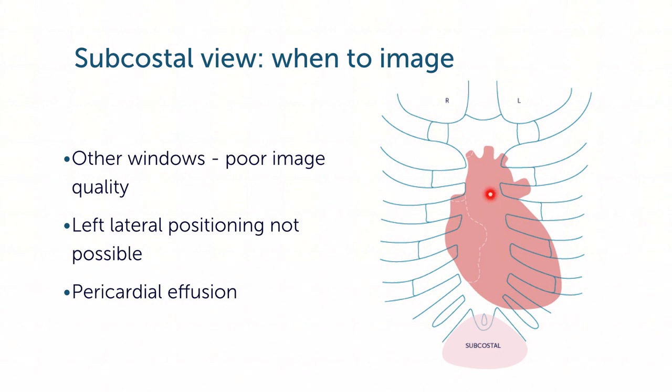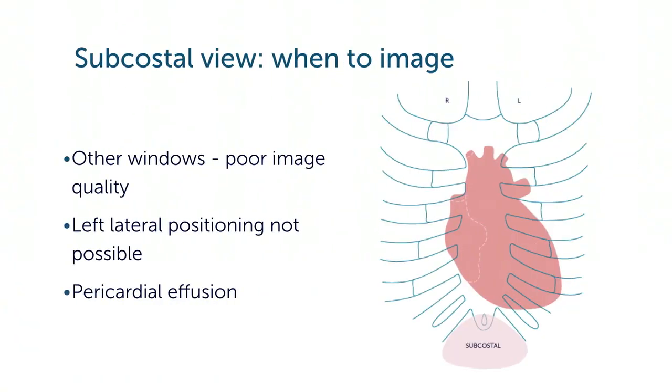Use it if you have poor image quality, or actually always use it, because you will be surprised. Very frequently you will get the best image quality from a subcostal window. I already mentioned that you should use it if patients cannot be positioned in the left lateral position, because you don't need that from a subcostal view. And in some pathology you will have to use it, especially if you have pericardial effusion, because that's the view where you can best assess the size of a pericardial effusion.